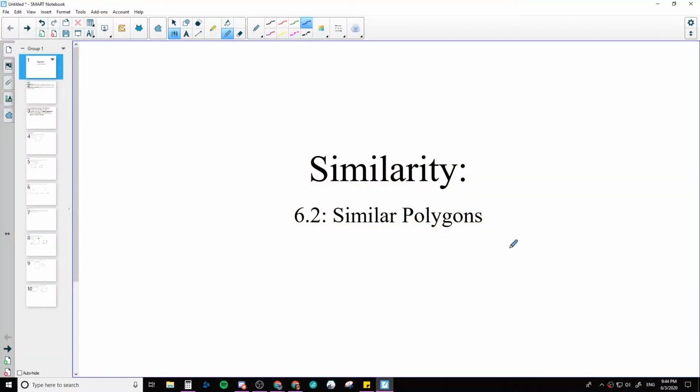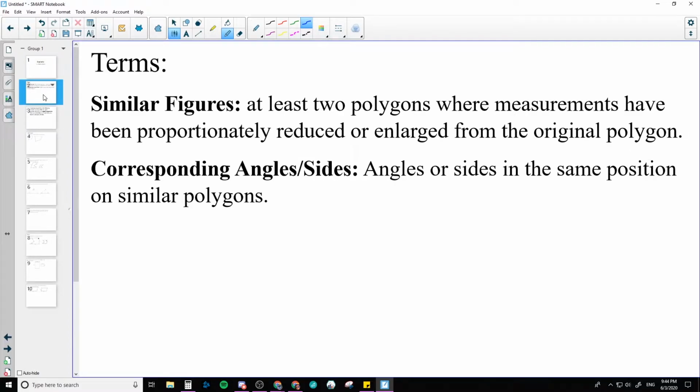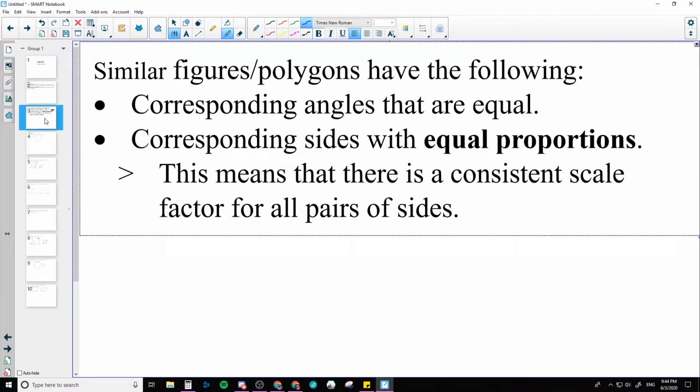Today we are continuing talking about our new unit, similarity, and today we're going to talk about similar polygons. So a couple of terms for us to go over. We briefly touched on the idea of similar figures in the last video. Again, these are at least two polygons where measurements have been proportionately reduced or enlarged from the original polygon. And corresponding angles or corresponding sides. These are angles or sides in the same position on similar polygons, and I'll show you what that means on a couple of examples here.